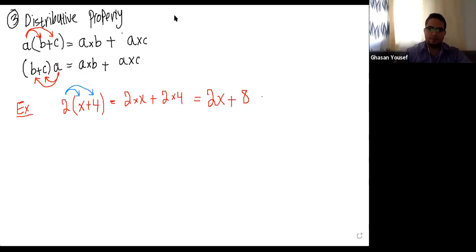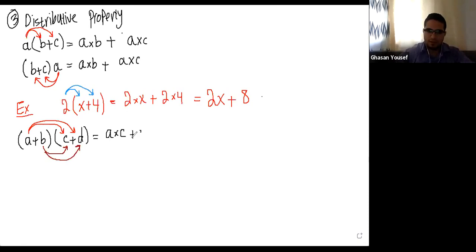Okay, another kind of distributive property, if I have something like this, if I have (A plus B) times (C plus D), I can distribute the A inside this parentheses, A times C and A times D. The same thing for the other one, B times C and B times D. So this gives me A times C plus A times D plus B times C plus B times D.